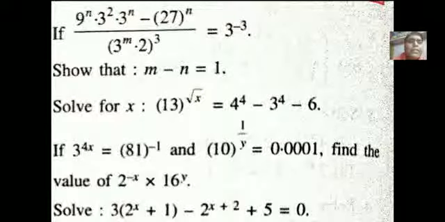Okay. Next question, solve for x. 13 to the power root x is equal to 4 to the power 4 minus 3 to the power 4 minus 6. You have to solve and find out this result.